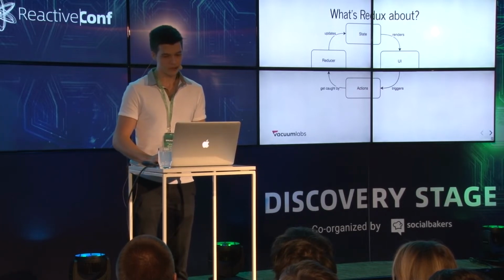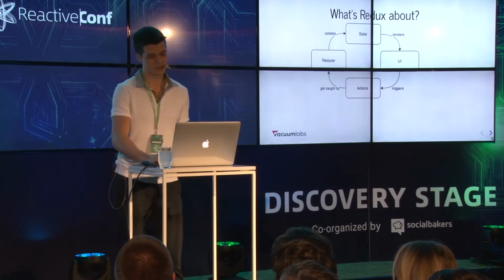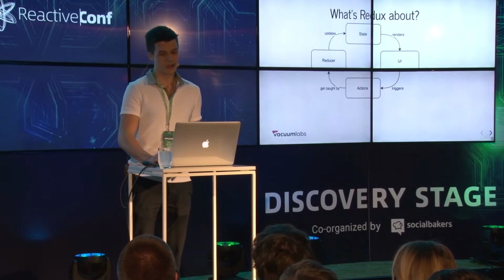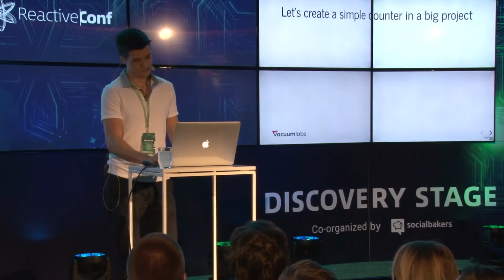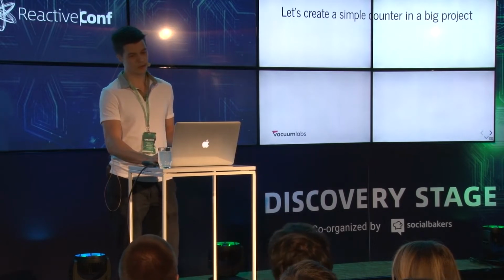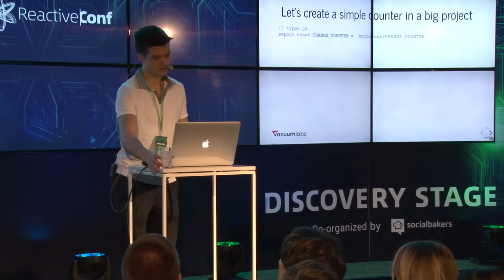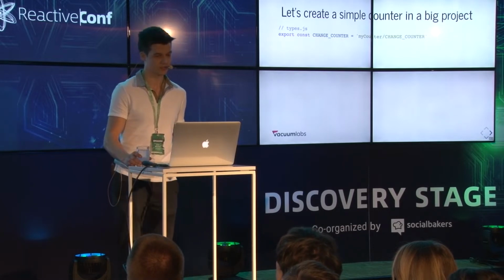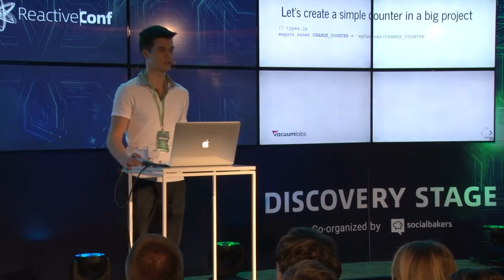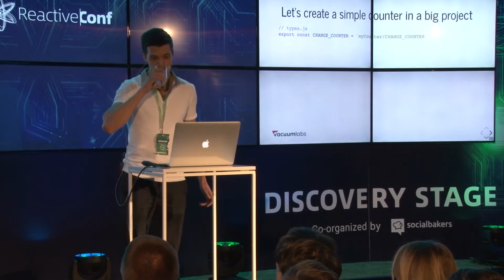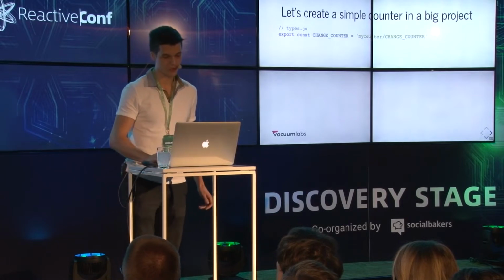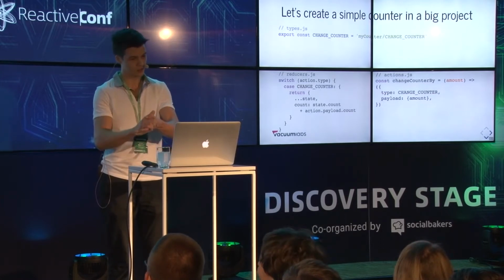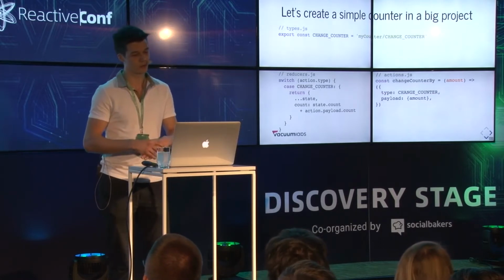I really think it's a great idea, but there are a couple of issues for those who have gone through this. To illustrate that, let's first create a simple counter in a big project. So what would you do? You would first need to create some unique type somewhere, perhaps in types.js. So you create some string that has to be unique for this action. Then you create actions and reducers. In actions, you put the action creator, which takes some arguments and puts in the payload and the type.